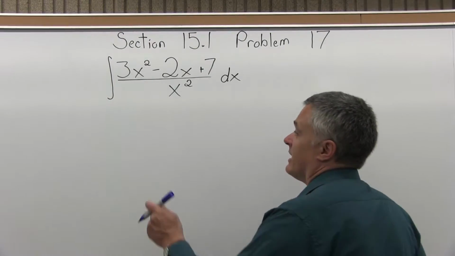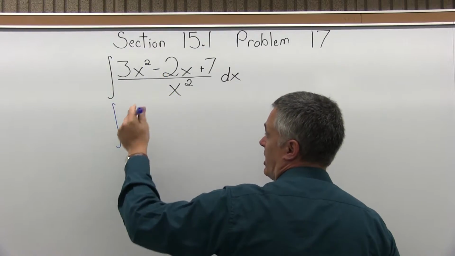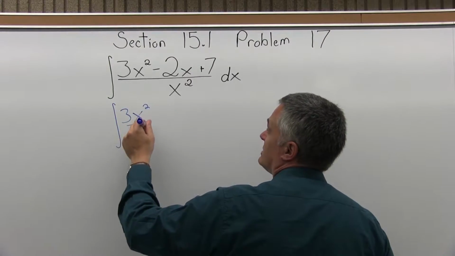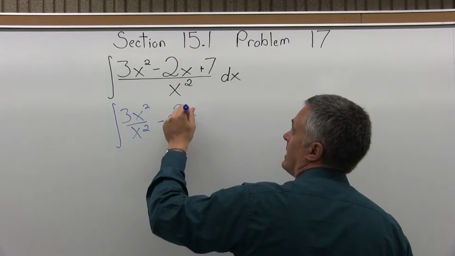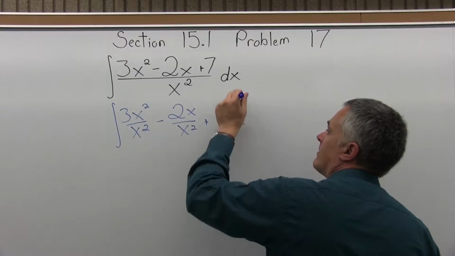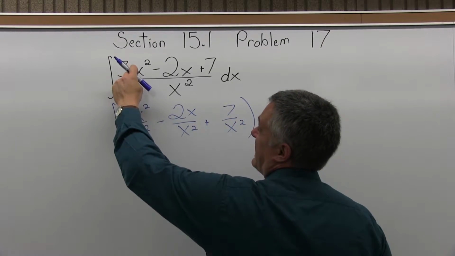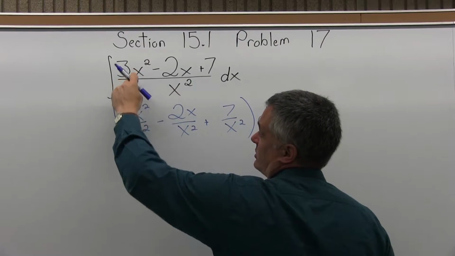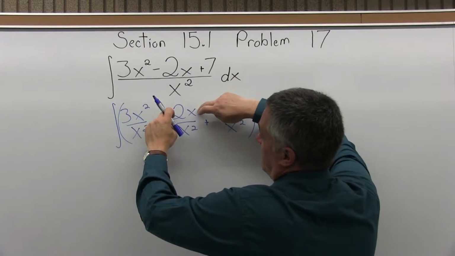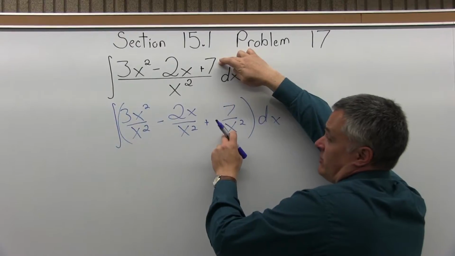The way to do that, I call this the common denominator trick. Instead of having one big fraction with one denominator, I'm going to split it into several little fractions and reduce each one. So the 3x squared that I started with on the top becomes 3x squared over x squared. The minus 2x from the middle becomes minus 2x over x squared. The plus 7 on the end becomes plus 7 over x squared.